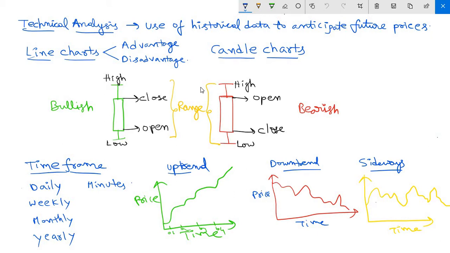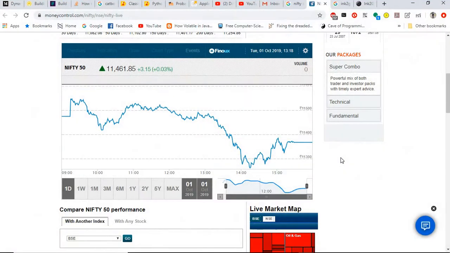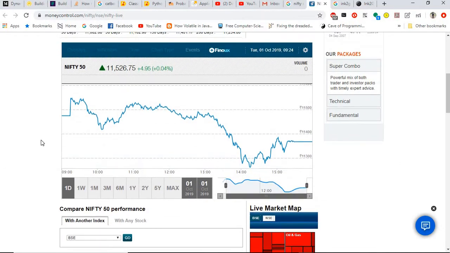So depending on how long a time frame you want to see, each point in this line will represent the price accordingly. Let's see a real live example of how line charts actually look in the real world. Okay, so this is one particular line chart. This is of Nifty.